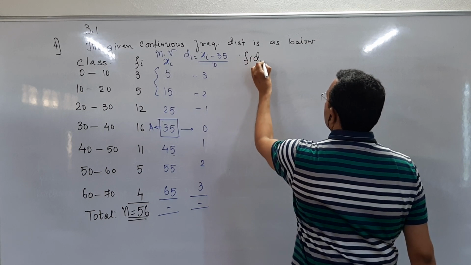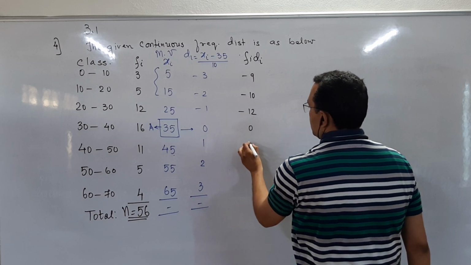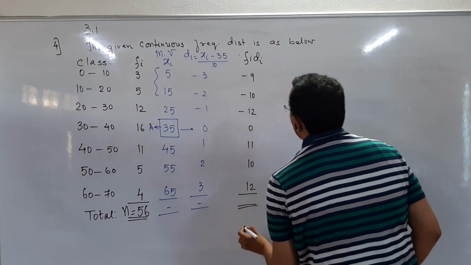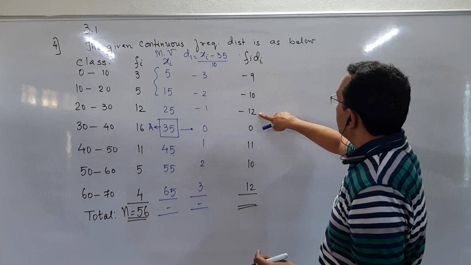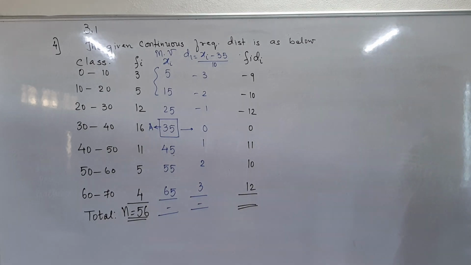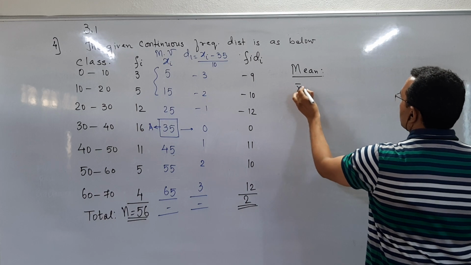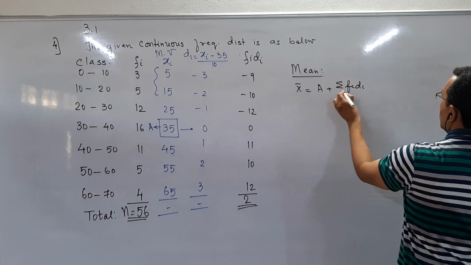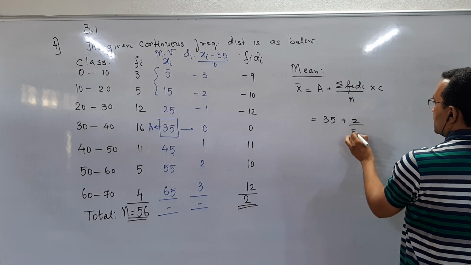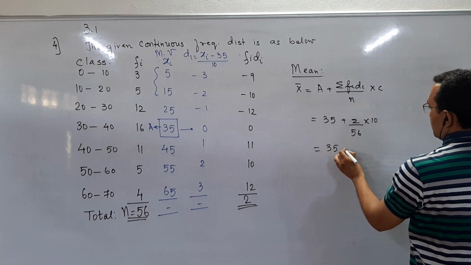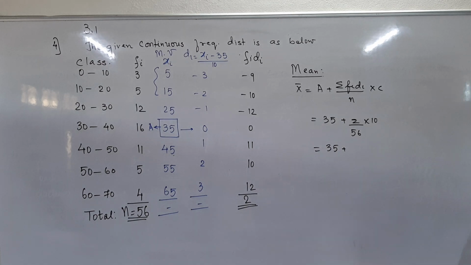And the last column, fi di: 3 into minus 3 is minus 9, 5 into minus 2 is minus 10, here minus 12, 0, 11, 10, and 12. So, if I total the positive values, it is 22 and 11, 23. This is 22 and 9, 31, 33 minus 31, so this total is 2. So, if I go by the shortcut method, it is a plus sigma fi di upon n into class length. Assumed mean a is 35, total of fi di is 2, n is 56, and class length is 10. So, this is 35 plus 20 by 56, approximately, if I divide, this is 0.36.